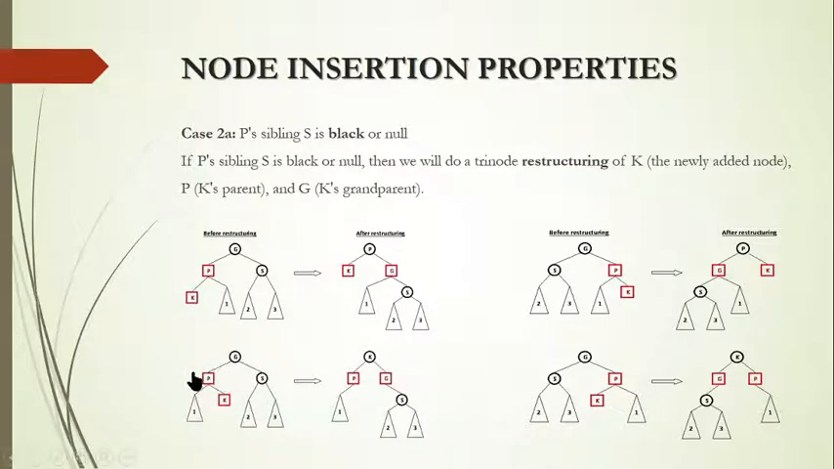So make a left rotation first and then a right rotation. So you get K at the top, P at the left, and G at the right. Again, it is in a proper red black tree property.